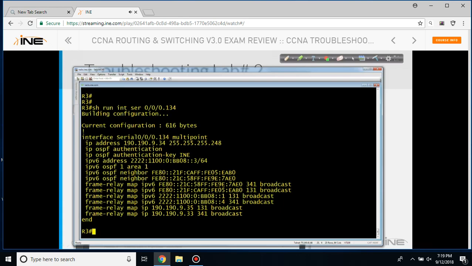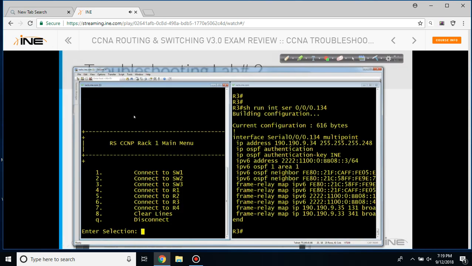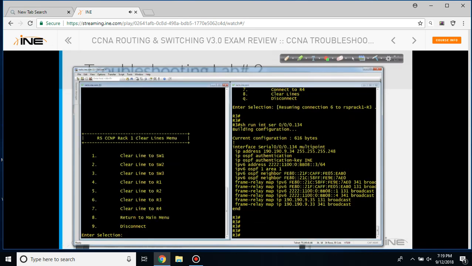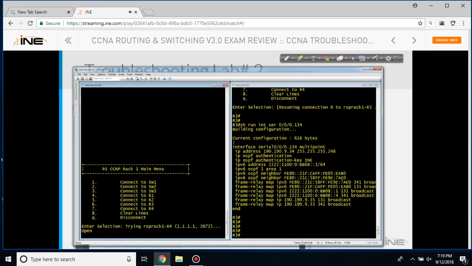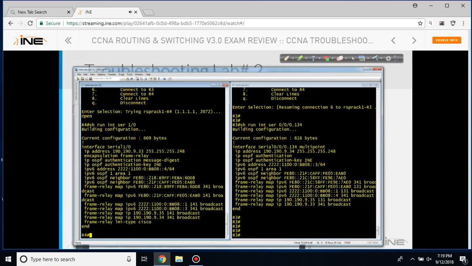All right, so at this point, it's time to line these two guys up next to each other and see if we can spot any differences in their configurations. Okay, so on this guy, we've already got interface serial 0/0. Let's now go into router 4. Show run interface serial 1/0. Okay, some basic things. Are they both in the same subnet? 9.33, 9.34, the mask is the same. That looks good. Okay, what else?